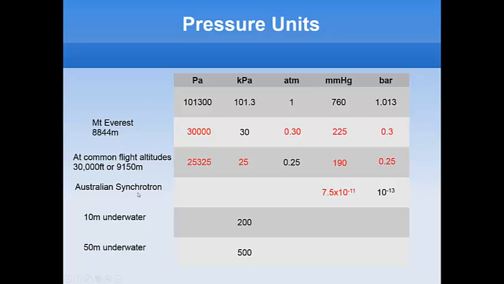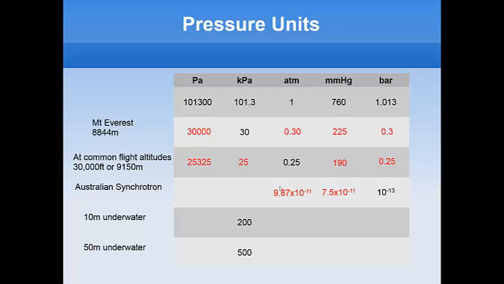What about in the Australian Synchrotron? Now this is a very, very low pressure. We're talking ultra high vacuum. So normally we work in pressures of about 10 to the minus 13 bar. In terms of torr or millimeters of mercury, that's about 7 by 10 to the minus 11. What does that work out in atmospheres? That's about 9 by 10 to the minus 11 atmospheres.